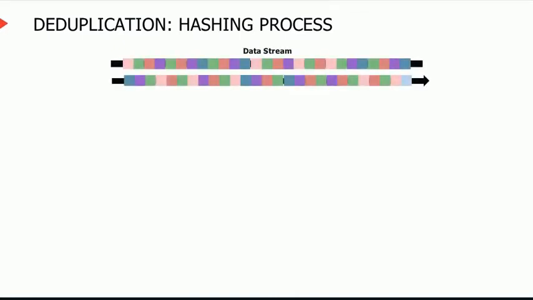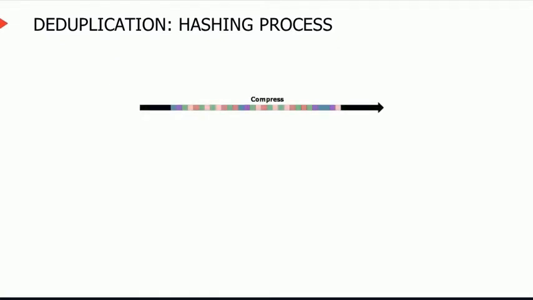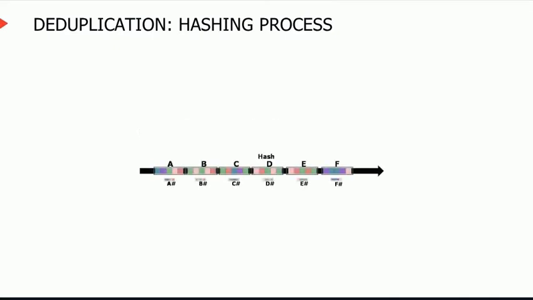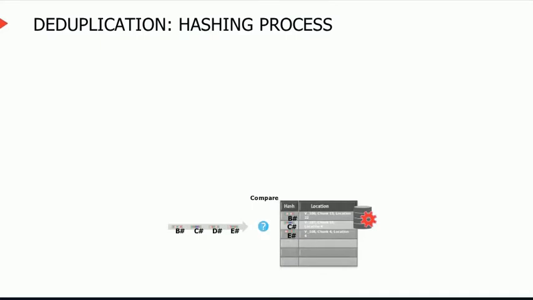We start out with a data stream. CommVault software first compresses the data stream using traditional methodologies. Then it segments the data stream into identifiable blocks. A hashing process is performed against these blocks, which provides each block with a unique signature that can be leveraged for comparison purposes. These hashes, or signatures, are then compared to a database that has registered the hashes of data that has been stored in previous operations.